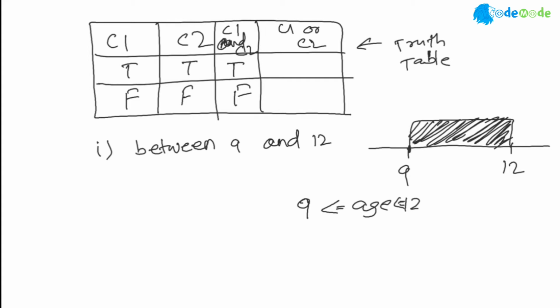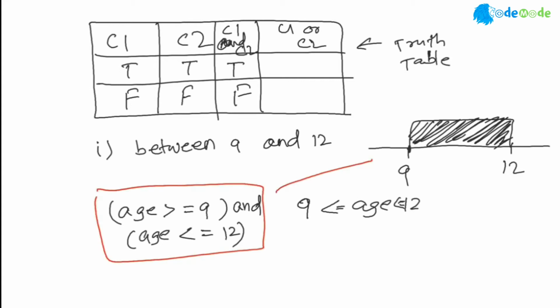You have to create two conditions. You have to say age greater than or equal to 9 and age less than or equal to 12. This whole expression is what it is. You have to create two conditions to take a range between 9 and 12. Make sense? Take another example. Right? I'll take another example.